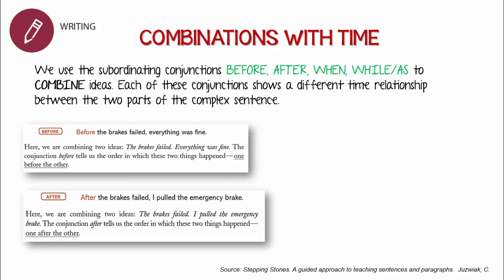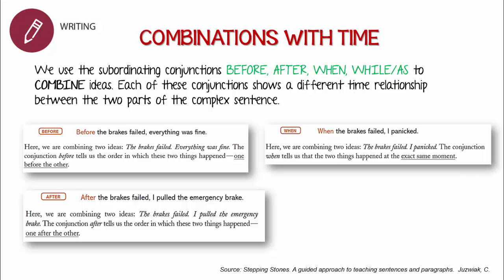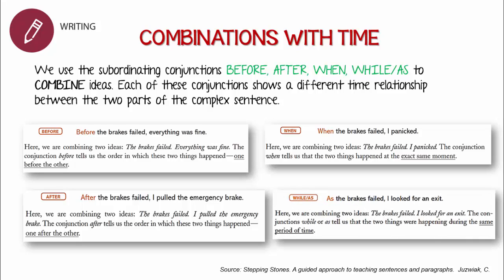After the brakes failed, I pulled the emergency brake. I'm combining two ideas: the brakes failed, I pulled the emergency brake. The conjunction after tells us the order in which these two things happened, one after the other. When the brakes failed, I panicked. Here I'm combining two ideas: the brakes failed, I panicked. The conjunction when tells us that the two things happened at the exact same moment.